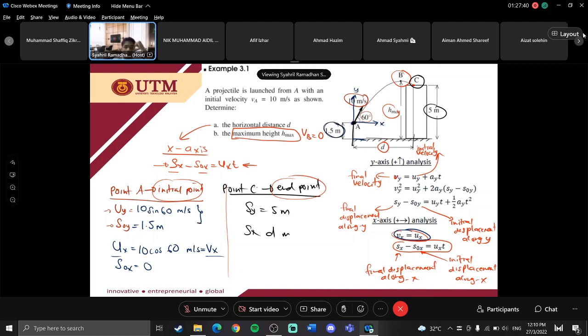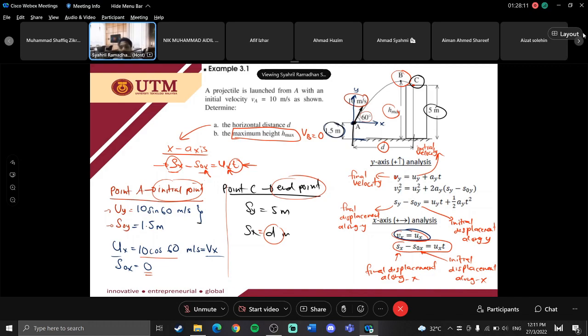in order to get what would be this sx or this d, you need to have s naught x. So s naught x is 0. Then you have ux. So ux is 10 cos 60, but you don't have time. You don't have time, so you cannot use this equation directly because you lack one parameter, which is time. Okay, so how to get the time?